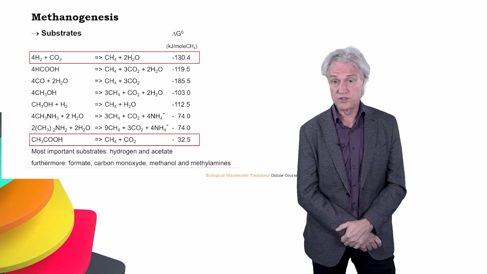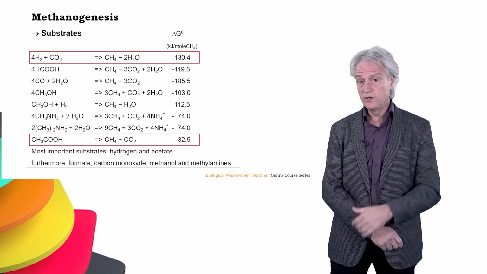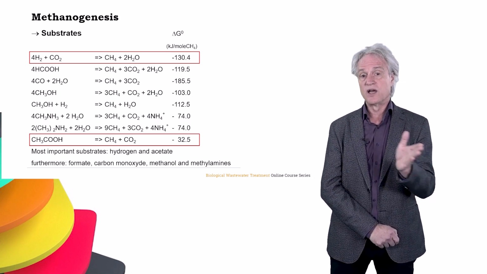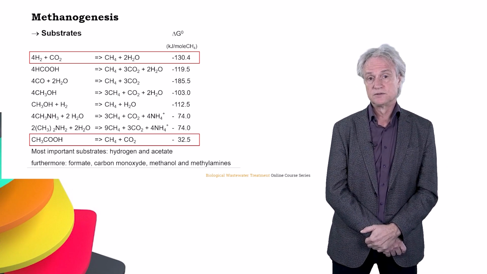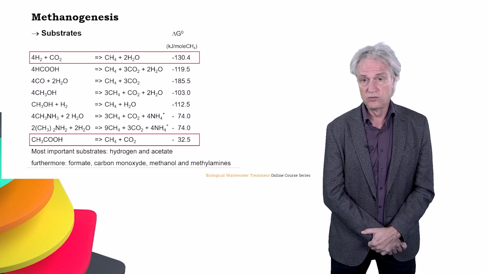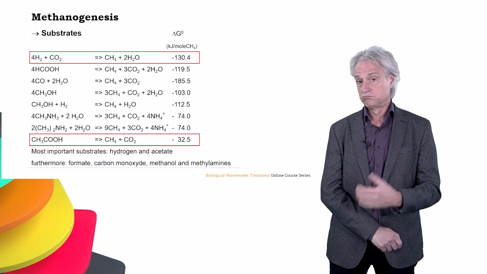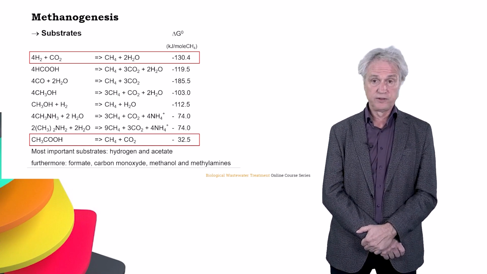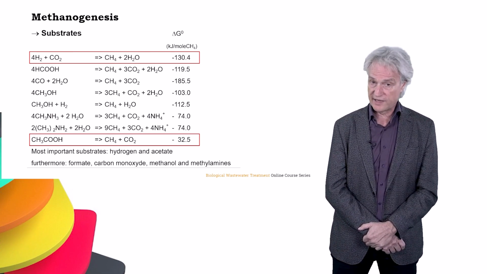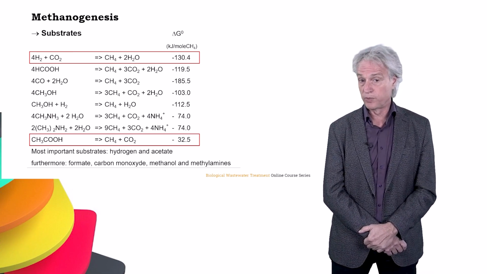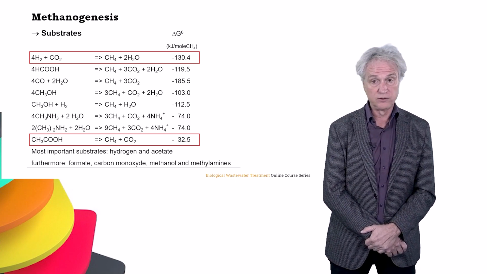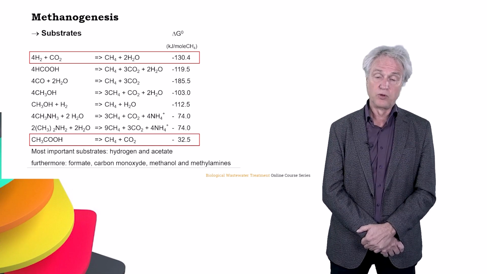Finally, we come to the methanogenesis stage. Here you see all the reactions that can occur under methanogenic conditions deriving to methane. So the most prominent reactions are hydrogen and CO2, with quite a high negative value of delta G, minus 130. And next we see acetate. Acetate will be split to methane and CO2, and it gives a negative value of minus 32.5 kilojoule per mole of acetate.